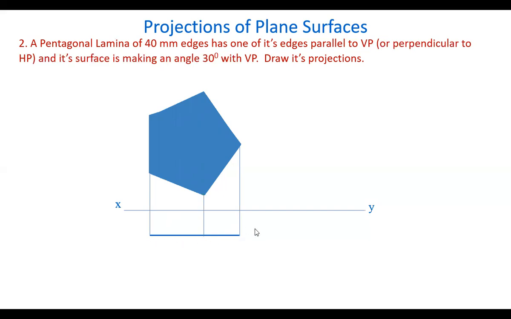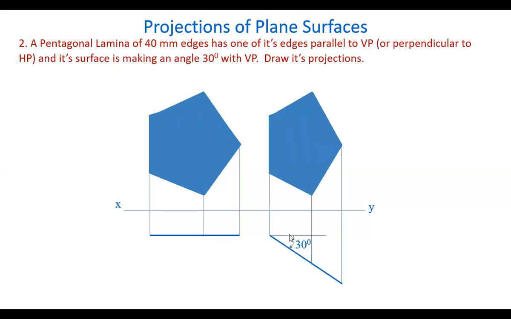Take this line at 30 degrees angle to the vertical plane. That is visible in the top view. So draw a line here at a 30 degrees angle. From this, we draw the front view. So these are the final projections of the pentagonal lamina when you take the actual surface. But we are going to draw this using only the edges, right? Let us see how to draw it.